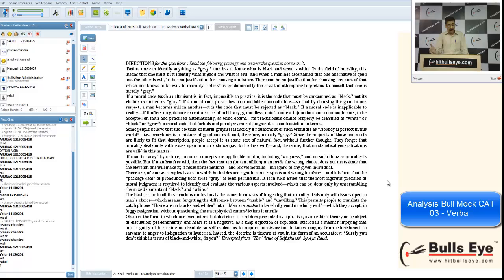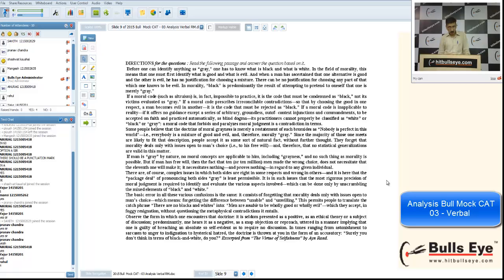In morality, the last line of the first paragraph: in morality, black is predominantly a result of attempting to pretend to oneself that one is merely gray. Sometimes when we are indulging ourselves in wrong things, the wrong side of the story or of life, we pretend this to be gray. Now he has given a few justifications whenever we call ourselves gray.